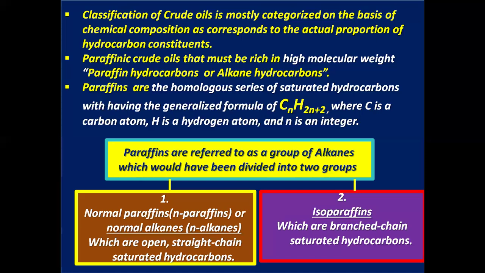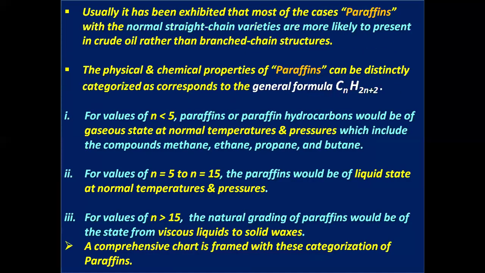Paraffins are referred to as a group of alkanes, which are divided into two groups. One is normal paraffins, that is n-paraffins or normal alkanes or n-alkanes, which are open, straight chain, saturated hydrocarbons. Number two, isoparaffins, which are branched chain saturated hydrocarbons. Usually, in most cases, paraffins with normal straight chain varieties are more likely to be present in crude oil rather than branched chain structures.